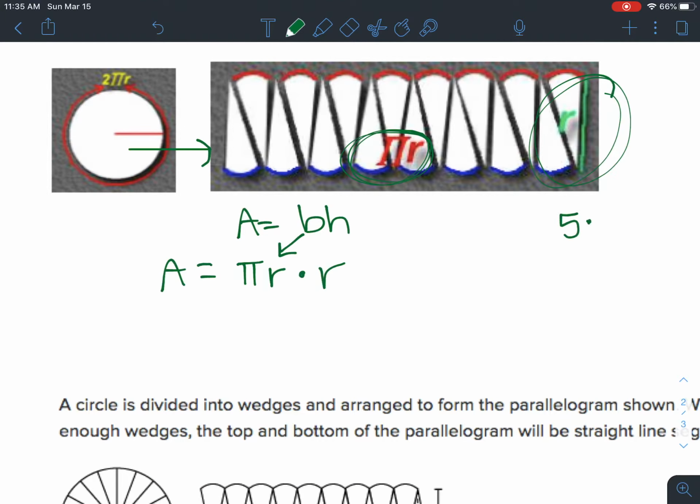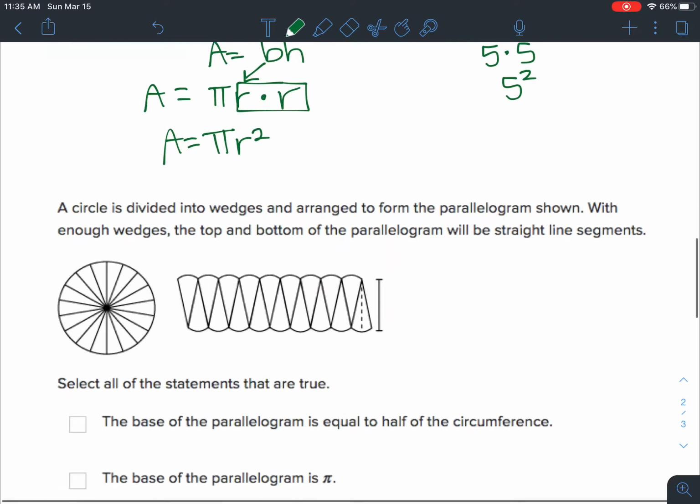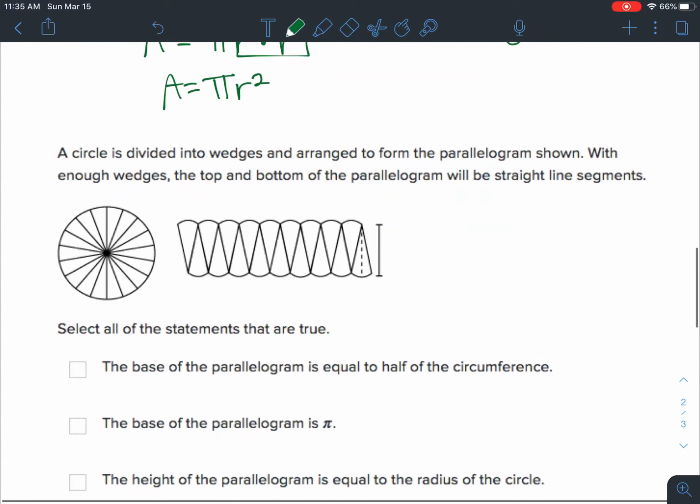So just like if we had numbers, 5 times 5, we could rewrite that as 5 squared. So area of a circle, pi r squared. We took this r times r, and that's what we got. We're going to use that now to apply it to a couple questions. Your homework that's due Friday by midnight has some questions just like this on it.